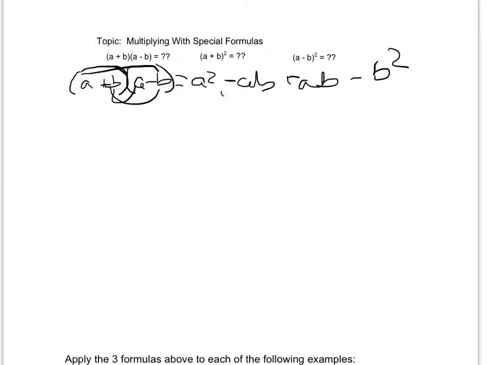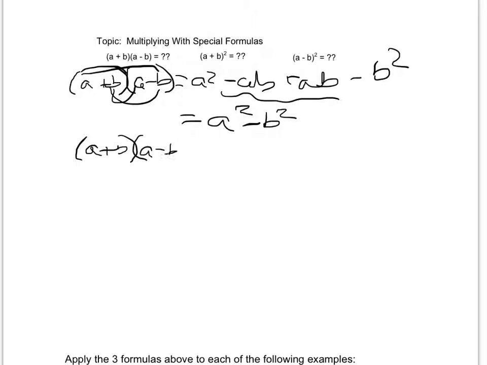So now from here I can combine my middle terms because they are like terms. I notice that if I have a negative ab and a positive ab, they're going to add to be 0, so I'm left with just a squared minus b squared. So I can say that my first formula, (a plus b) times (a minus b), will always be equal to a squared minus b squared.